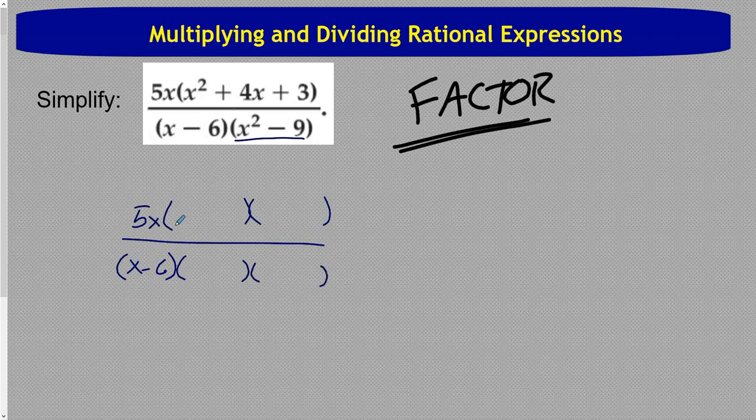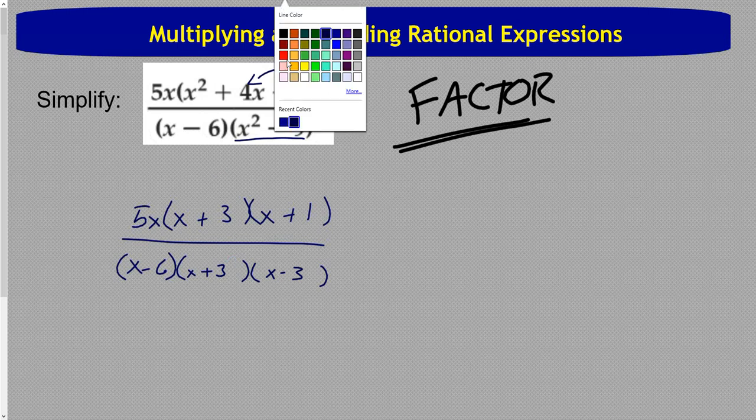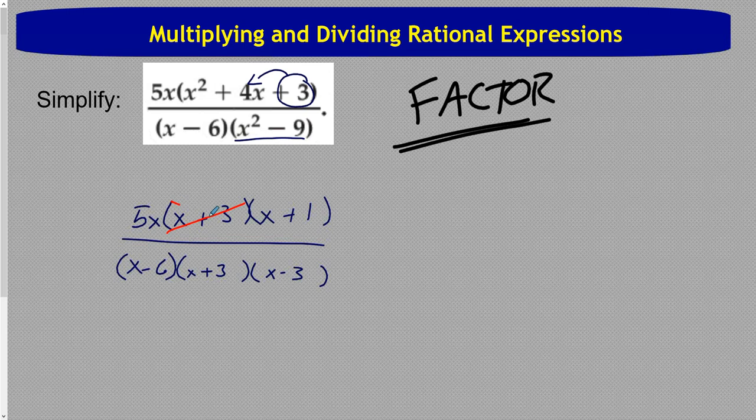So let's start at the top. X squared plus 4x plus 3. That'd be x and x are factors of x squared. Factors of 3 that add up to 4 are 3 and 1, and they're both positive. Then in the bottom we have x minus 6. X squared minus 9, that's going to be x plus 3 and x minus 3. Then I'm just going to look for all of my common factors, and I only see one in this case, and it's the x plus 3, right? So I'm going to take that out of the top and bottom, which leaves 5x times x plus 1 over x minus 6 times x minus 3.